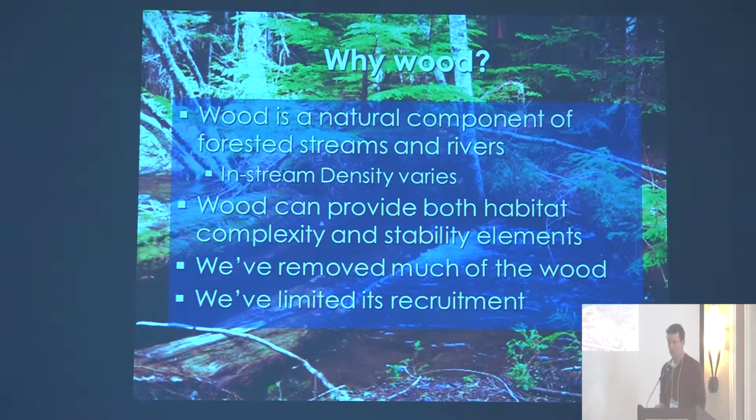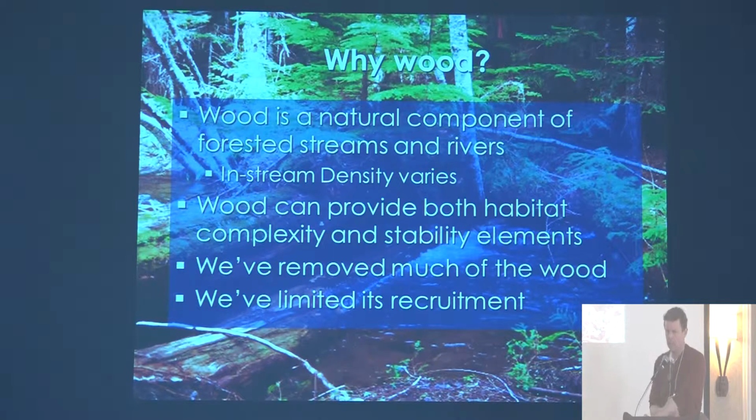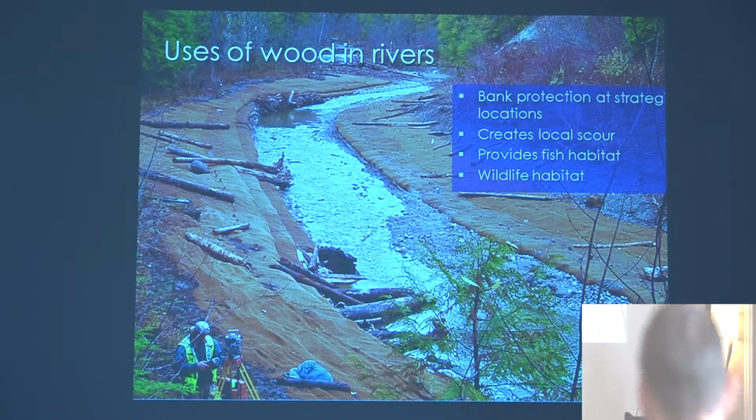And then in second growth forest in the Midwest, for instance, you might have 5 to 10 pieces per 100 feet. So a tremendous amount of variability there. We've removed much of that wood, and I talked a little bit last night about jump-starting some of these processes. We've also eliminated the recruitment of wood, which can take quite some time, so we can jump-start that process at the same time as restoring our riparian zones.